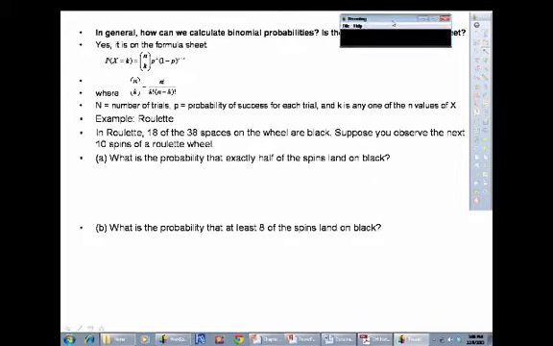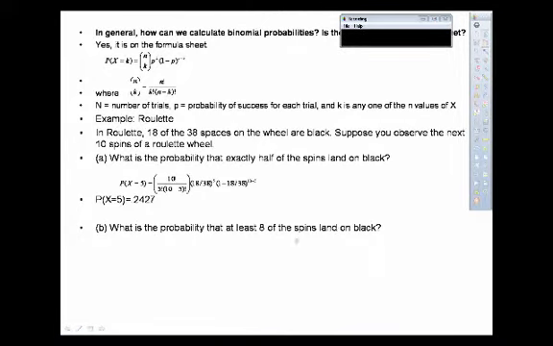So let's go to the roulette table. In roulette, 18 of the 38 spaces on the wheel are black. Suppose you observe the next 10 spins on the roulette wheel. What is the probability that exactly half the spins land on black? Well, we substitute that in. Remember that we want half of the spins, which is 5, to be black. So we want the probability that x equals 5.